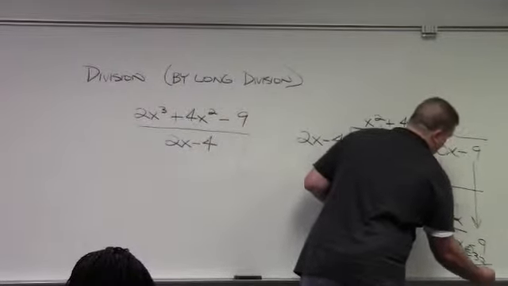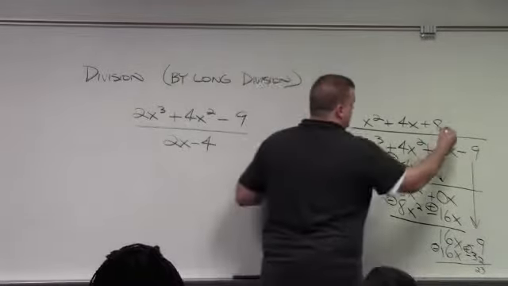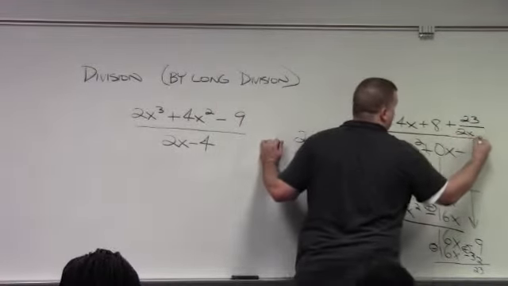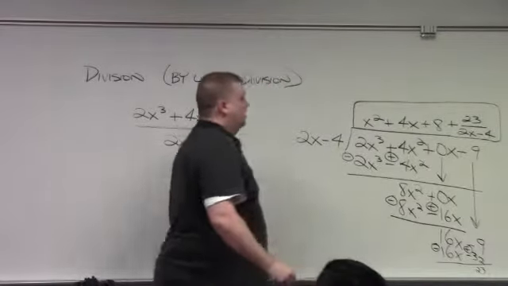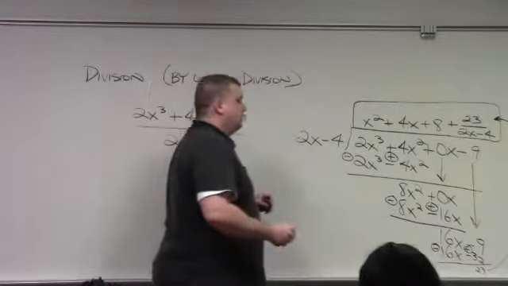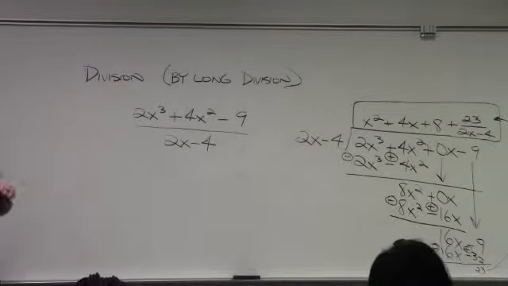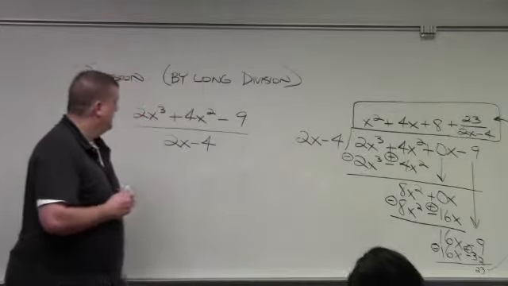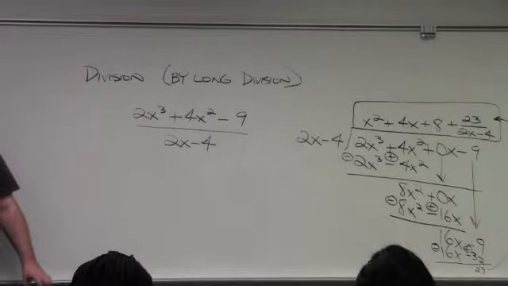23. And what's that number called? And what am I going to do with that remainder? Right over the line: 23 over 2x minus 4. And that would be my answer. So remember that that remainder, if you have one, has to become part of your answer. Any questions there? Can I erase that one? Yes.